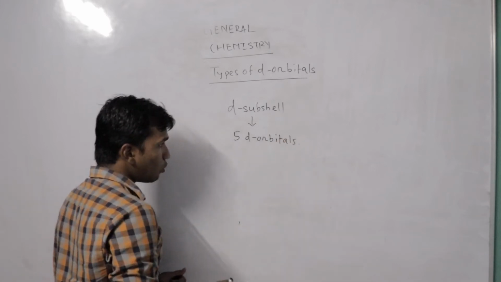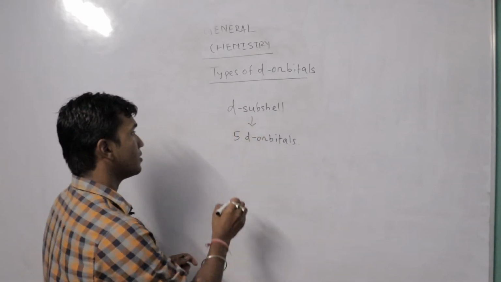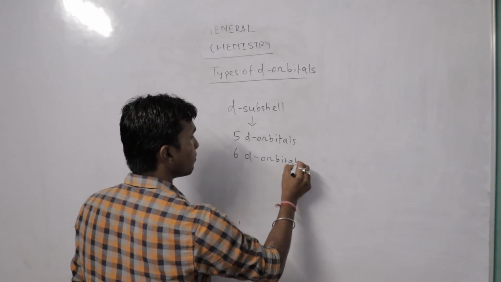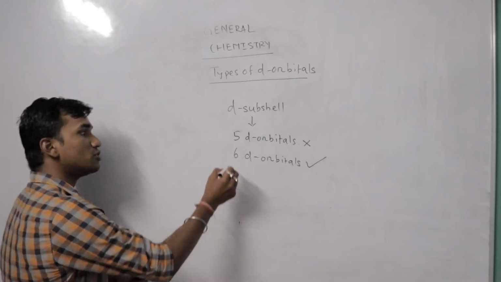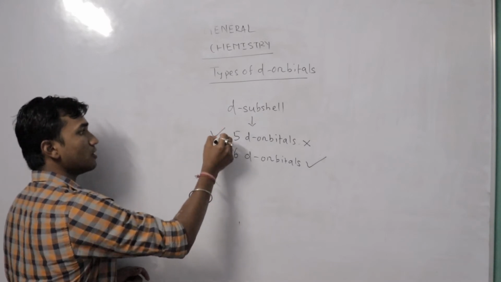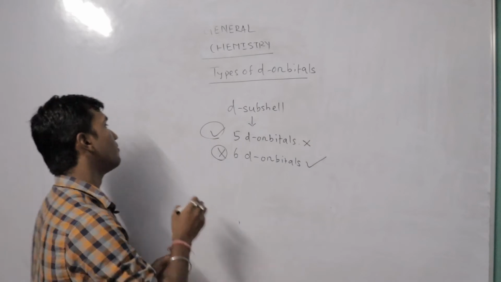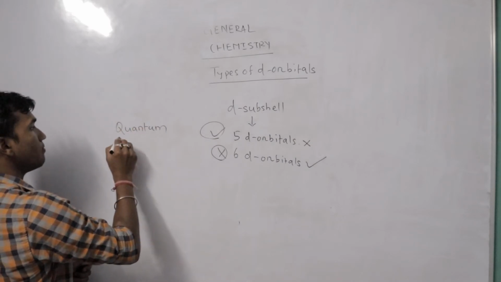Okay, the question arises, why 5? Why not 6? I say it must be 6 d orbitals instead of 5. But actually this is not correct, 5 is correct. What is the reason behind that? The reason is quantum mechanics.